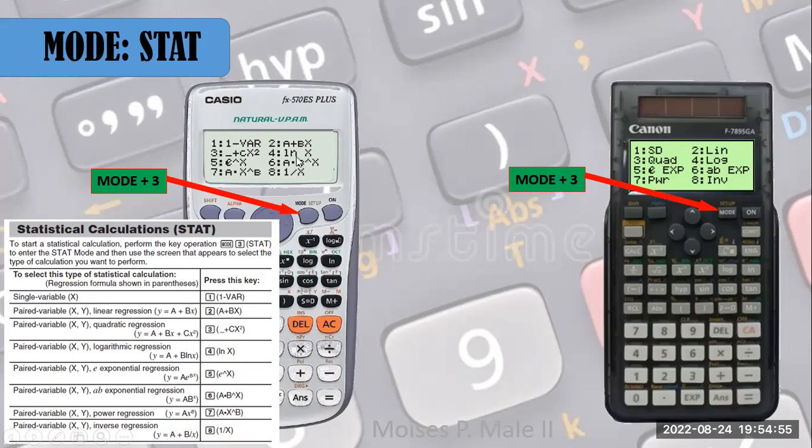Then ln, the 4. This one is for exponential base e. This one is also exponential, sorry. This one is a times b to the x. This one is a times x to the b. What it means here is that a and b are constants. This is the variable. So y equals a times x to the b. This one is y equals a times b to the x. So the variable here is the exponent.